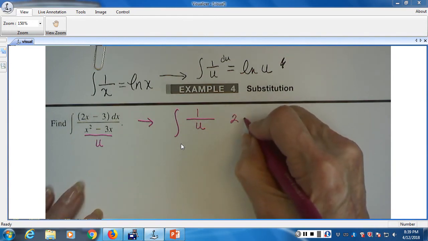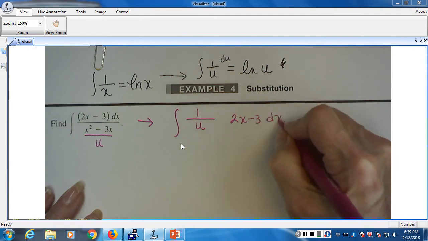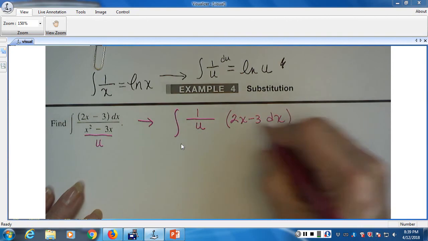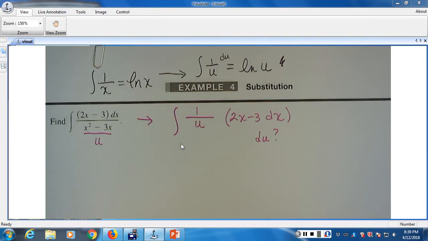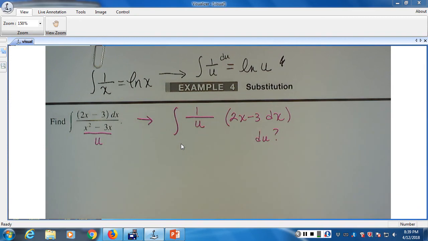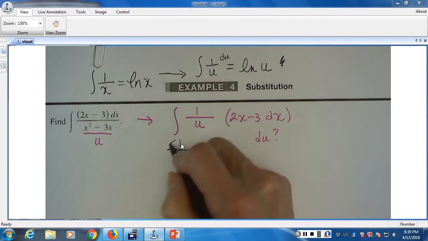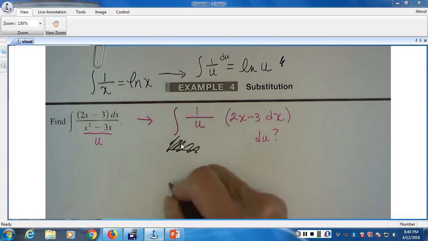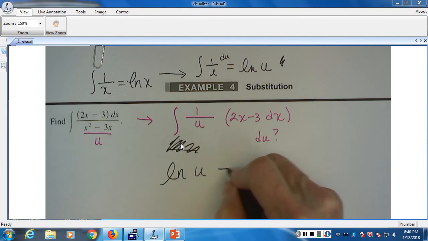Now the question here is, is 2x minus 3 dx du? Yes. Okay, so we got a big check on that. That means we're doing the integral of 1 over u. We're not using the power rule. So that means when we do this, 1 over u becomes ln of u plus a constant.